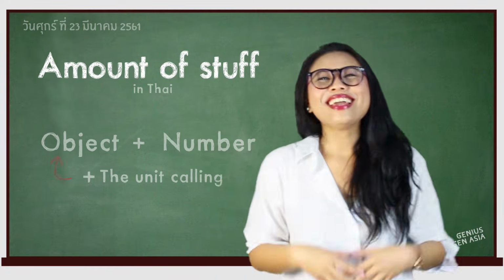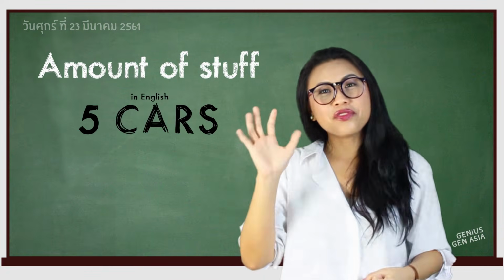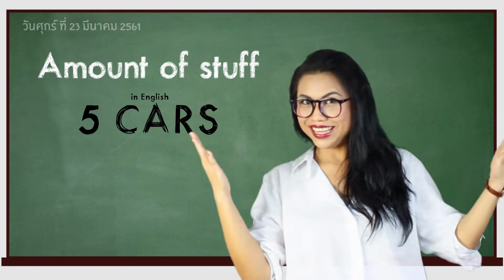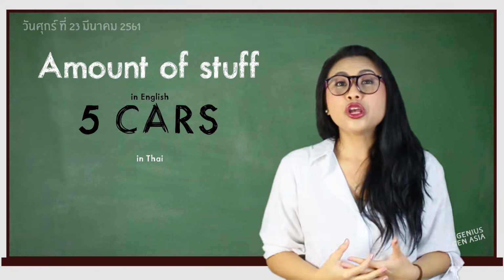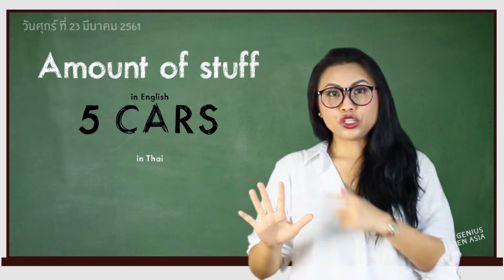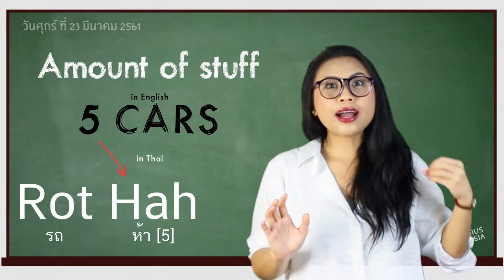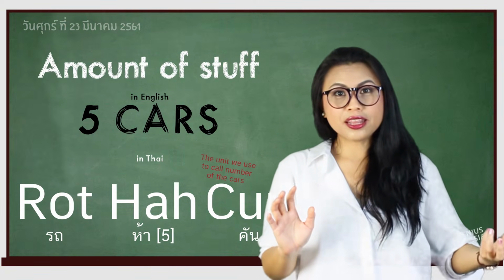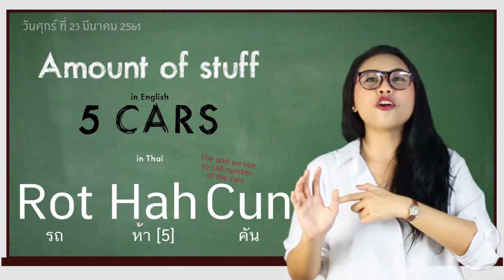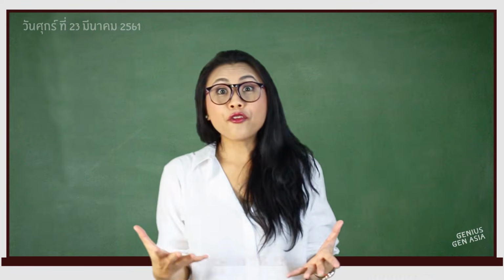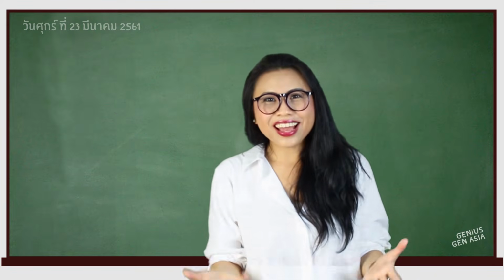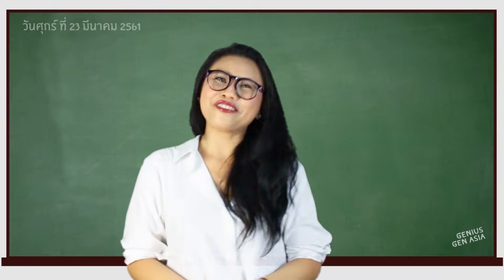For example, in English, you might say 5 cars. Easy. But in Thai language, we say รถ which is car, 5 which is 5, คัน which is the unit that we use to call the number of the cars. However, there's going to be another video that we are going to make for you.